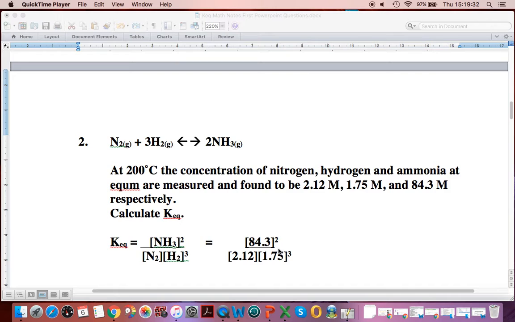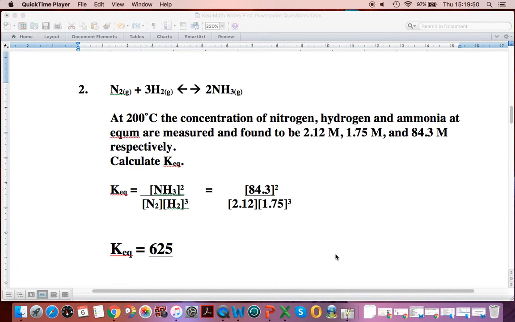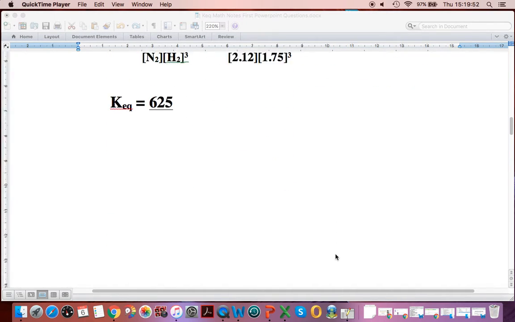So on my calculator, I go 84.3 and I square it. I divide by 2.12 and I divide again by 1.75 cubed. If I do it in that way, if I divide and then divide, I don't have to use all the brackets. But if you prefer the brackets, that's fine. KQ comes out as 625. So you can see these are fairly quick. These are not difficult.